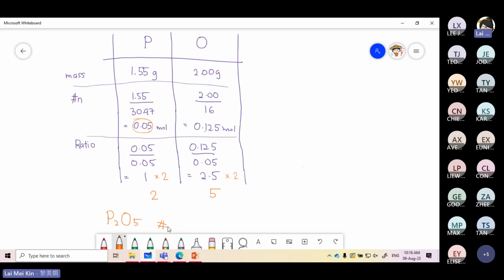Okay, I give you 1 minute. Tidy up your note and try to understand this. Then we move on to the second example.